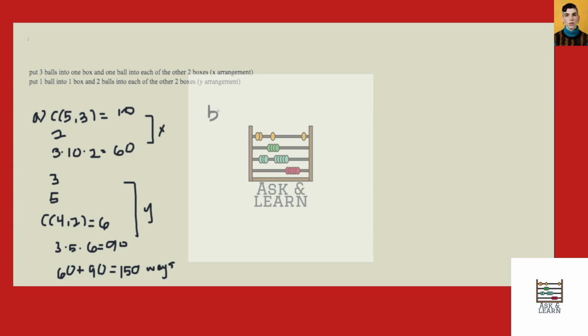Part B, we know that there's 10 ways when looking at the X arrangement to choose the balls for the crowded box. For the Y arrangement, there's 5 ways to choose the 1 ball into one box, and 3 ways to choose the partner of the lowest remaining ball. So that gives us 10 plus 5 times 3, which is 25 ways.